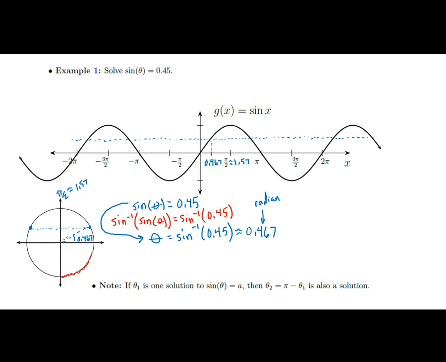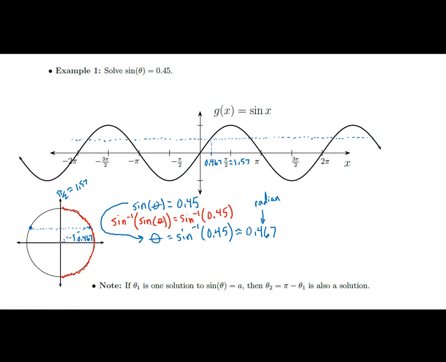So in other words, when you type the sine inverse of any value between negative 1 and 1, it's always going to assume you're asking for an angle in this region. And so this value over here is not going to be given when I use the sine inverse. But we can see it right there. It exists, right? That should be a solution.